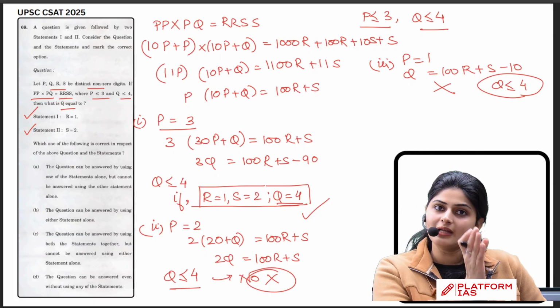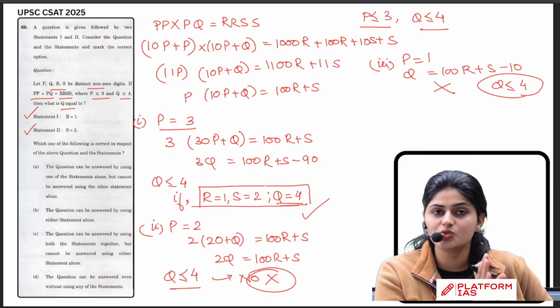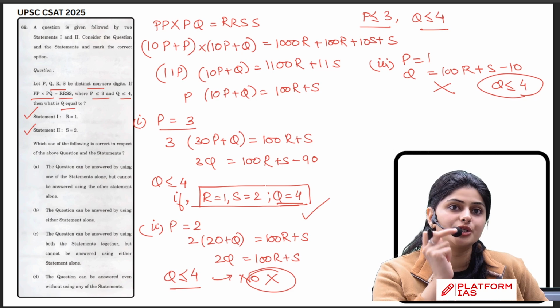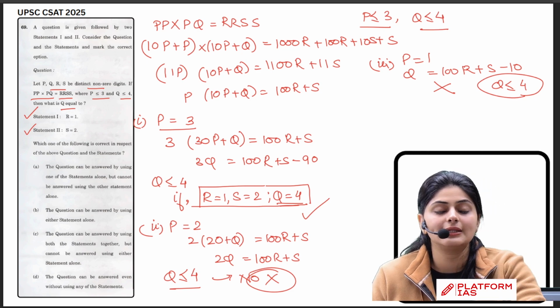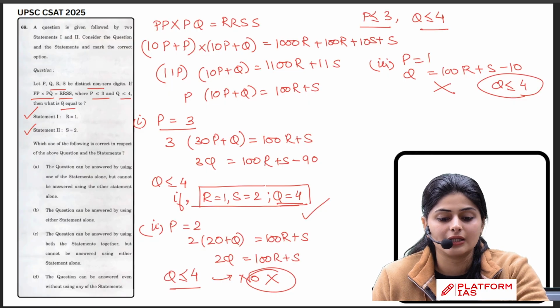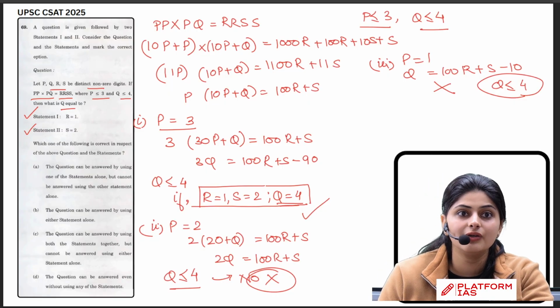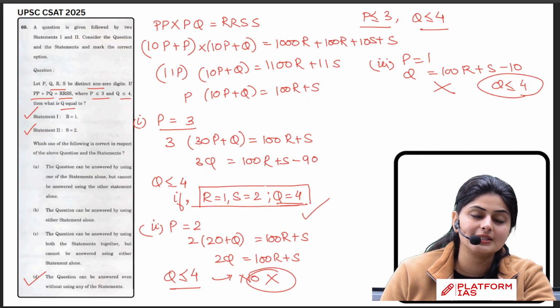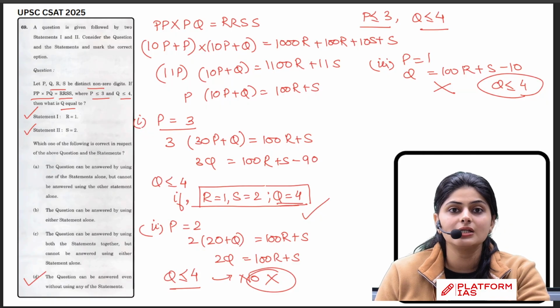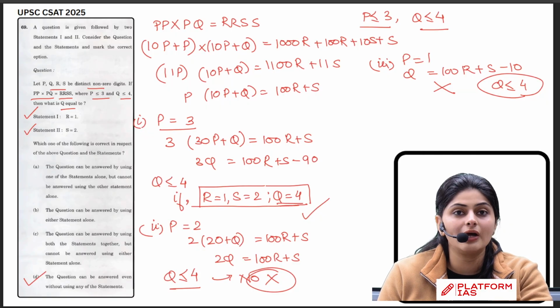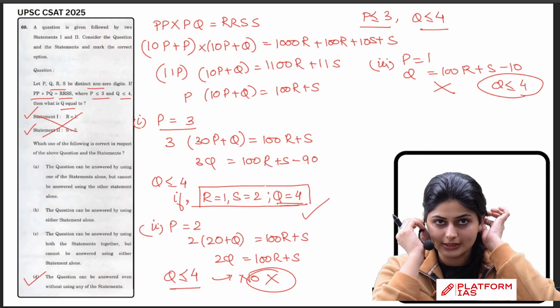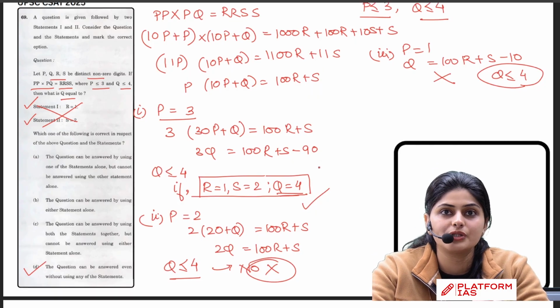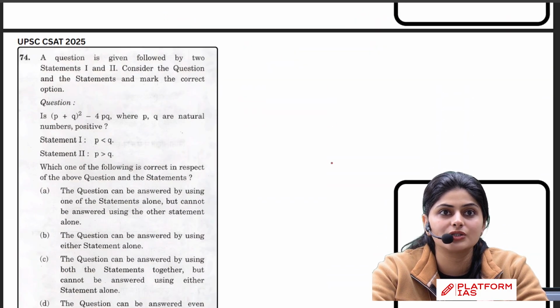Though we arrived at the statements like R is 1 and S is 2, we did not use the two statements to arrive at the solution. So we can say that this question can be answered even without using any of these statements. Got it? We arrived at these values, we have concluded that these statements are correct, but while solving we did not use these statements. So the answer will be option number D. Now moving to the next question.